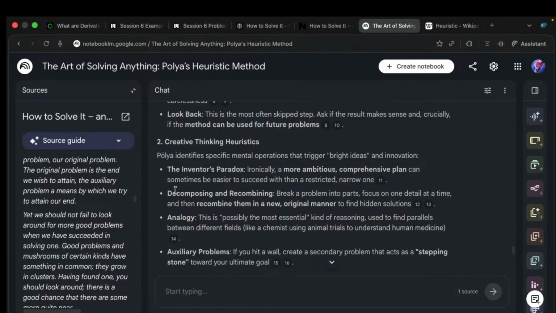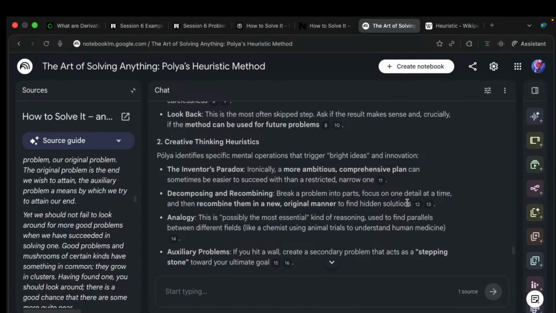Decomposing and recombining. Break a problem into parts. Focus on one detail at a time, and then recombine them in a new original manner to find hidden solutions. So analogy. This is possibly the most essential kind of reasoning, used to find parallels between different fields, like chemists using animal trials. Yeah, okay, makes sense.